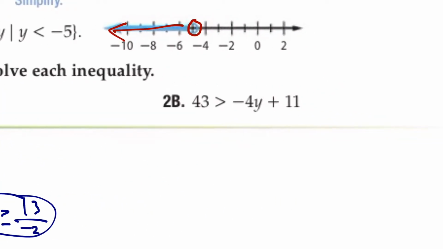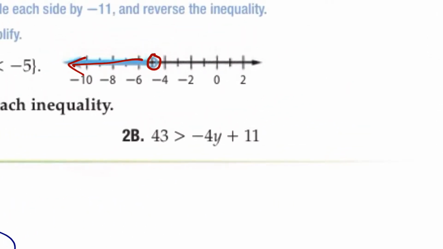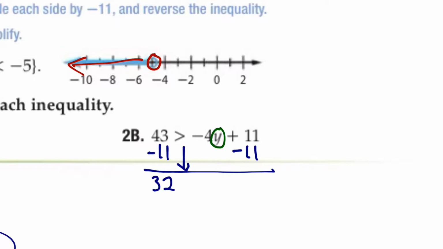Alright, look at this one. I want to get y by itself, so I'm going to do the opposite of positive 11, which is minus 11 on both sides. 43 minus 11 is 32. I don't change the sign because I haven't divided or multiplied by a negative. I've only subtracted, so it's still greater than negative 4y. Now I need to get rid of the negative 4. Since this is multiplying, I divide by negative 4. But now that I'm dividing both sides by a negative, I have to change the sign.